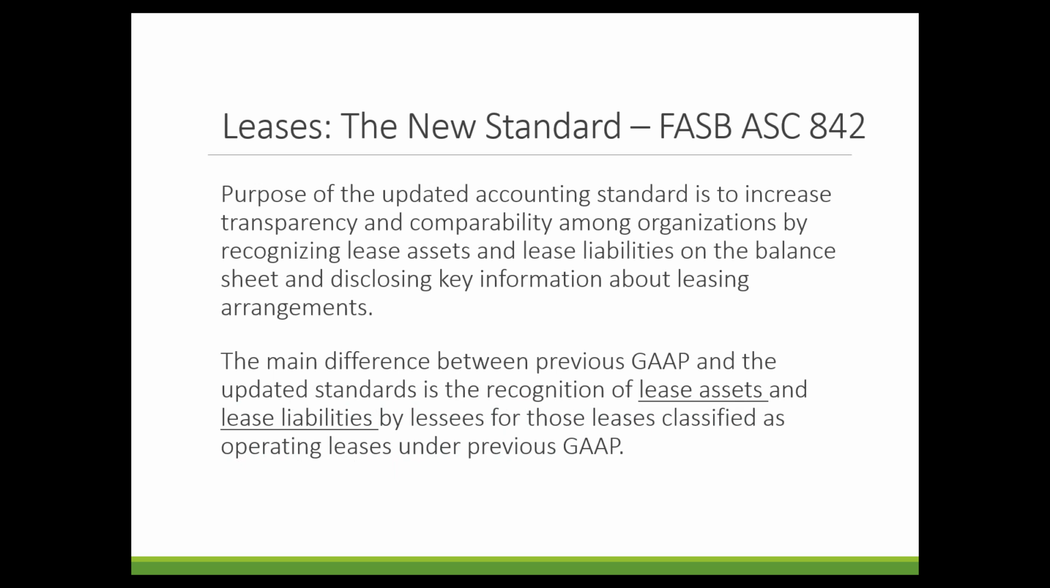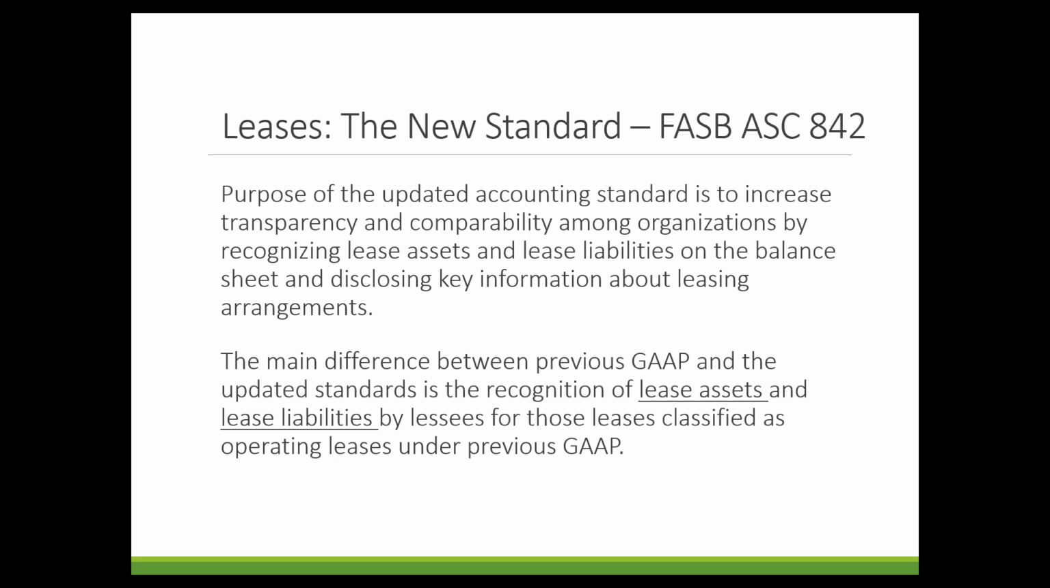The purpose of the updated accounting standard is to increase the transparency and comparability among organizations by recognizing a lease asset and lease liability on the balance sheet and disclosing key information about leasing arrangements. The main difference between previous GAAP and the updated standard is the recognition of a lease asset and lease liability by the lessee for those leases classified as an operating lease under previous GAAP.